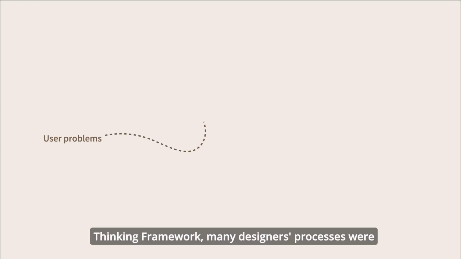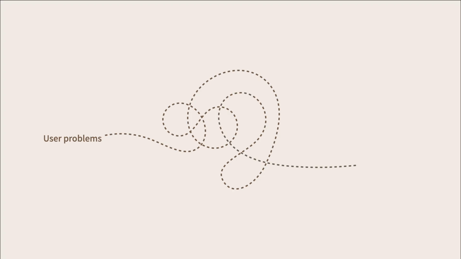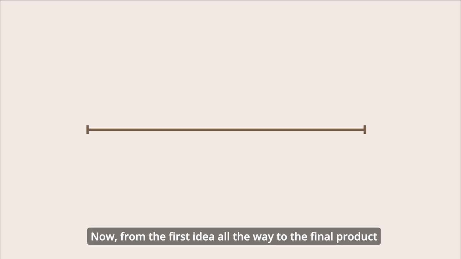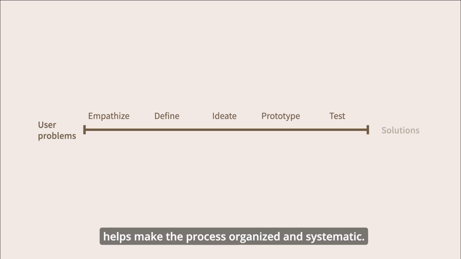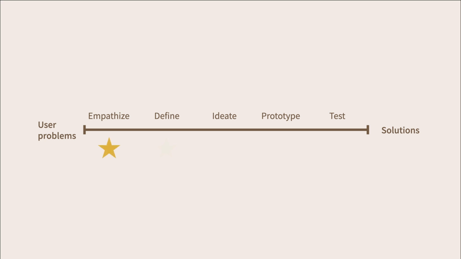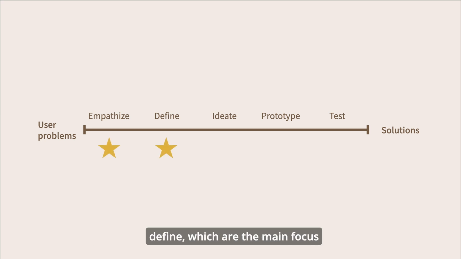Before the discovery of the design thinking framework, many designers' processes were quite chaotic. Now, from the first idea all the way to the final product launch, the design thinking framework helps make the process organized and systematic. First, let's focus on the first 2 steps, empathize and define, which are the main focus of the UX research phase.